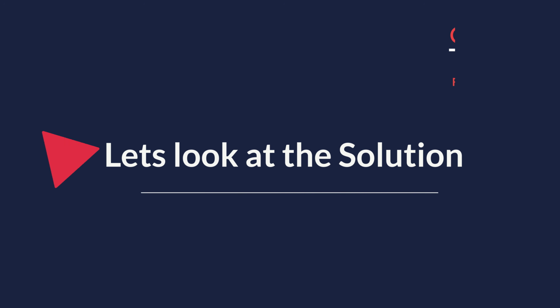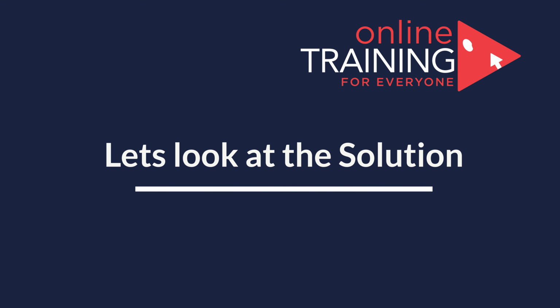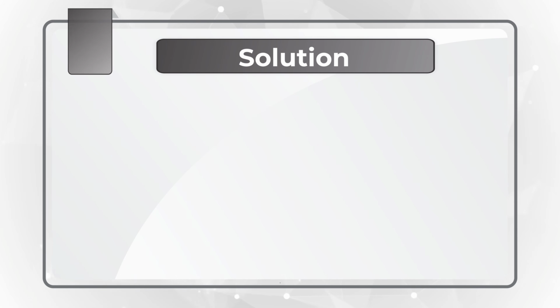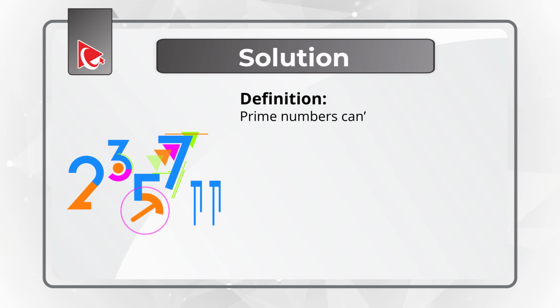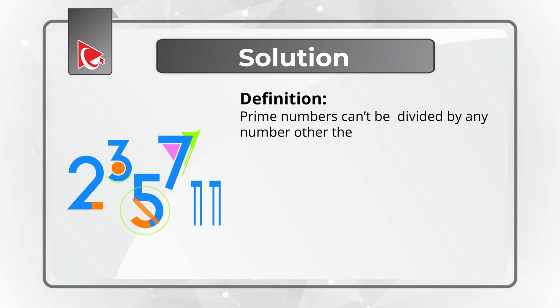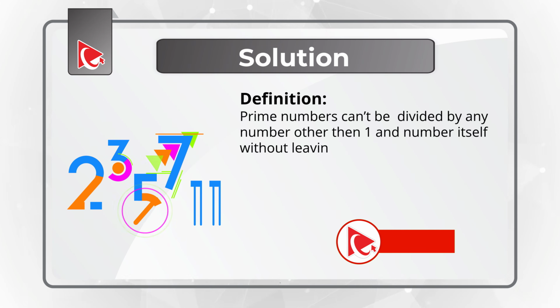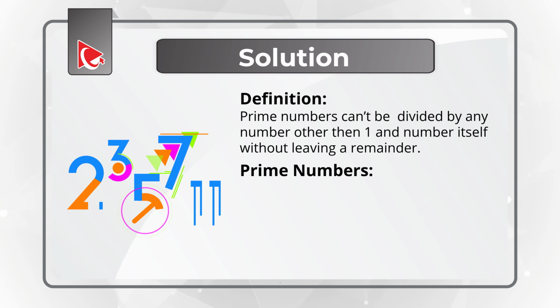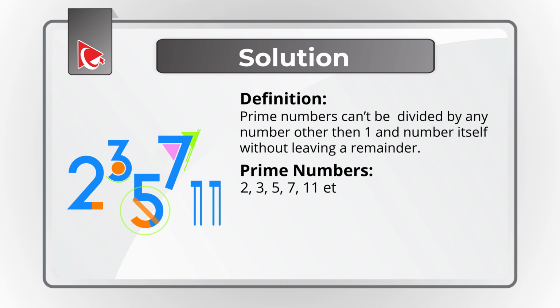Did you solve it? Let's move forward and get to the correct solution together. To solve this challenge, let's start with the definition of prime number. Prime numbers cannot be divided by any number other than 1 and the number itself without leaving a remainder. Some examples of prime numbers would be 2, 3, 5, 7, 11, and you can continue the chain.